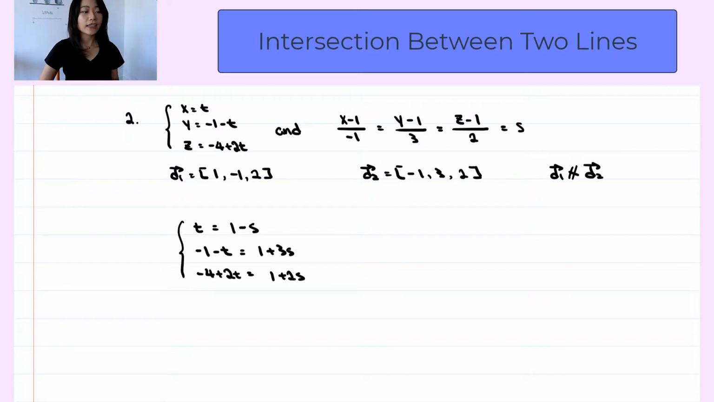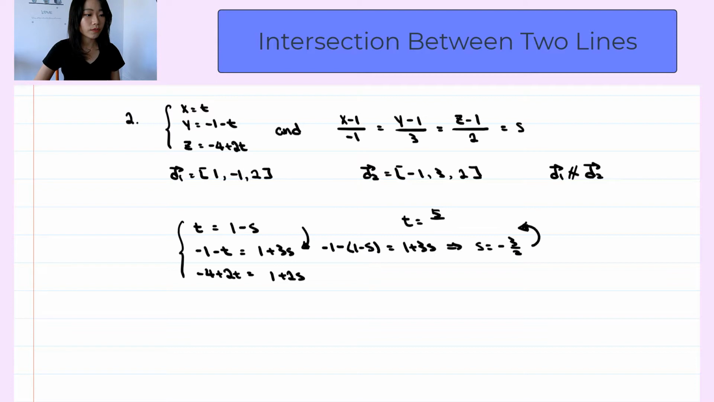And here again, I get a system of 3 equations with 2 unknowns. Let's solve for s and t. I'm going to substitute the t into the second equation, and I get negative 1 minus 1 minus s equals 1 plus 3s. And I get s equals negative 3 over 2. Then I can substitute this s back into the first equation, and I get t equals 1 plus 3 over 2, that is 5 over 2.